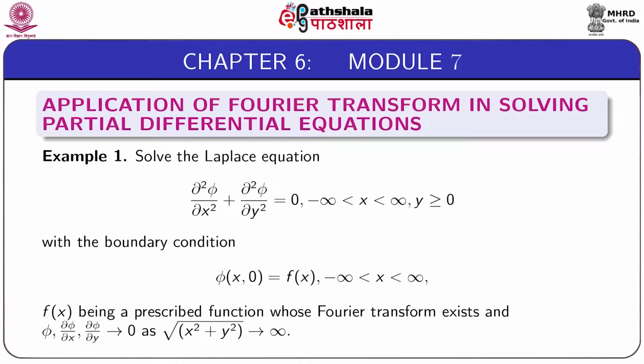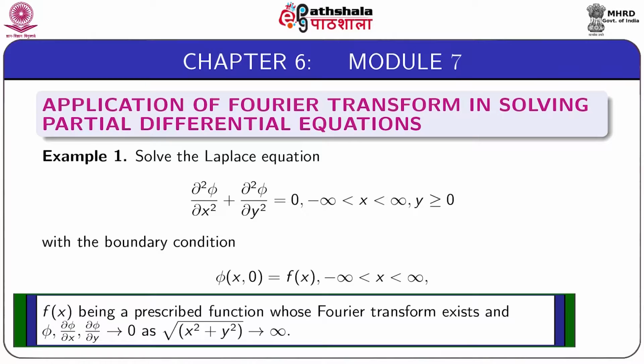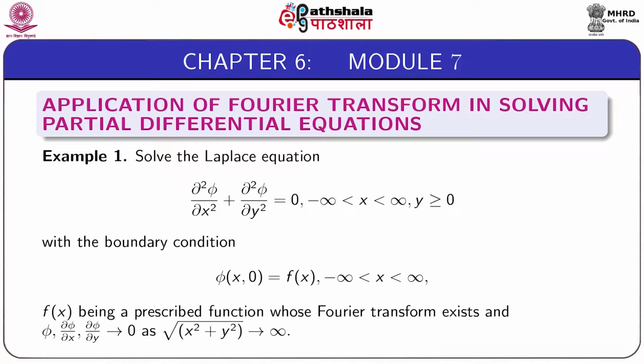Here f(x) is a known function whose Fourier transform exists, and phi, del phi by del x, del phi by del y all tend to 0 as root over x squared plus y squared tends to infinity. So here the range of x is from minus infinity to plus infinity. So we shall apply Fourier transform in x to solve Laplace equation together with the boundary condition.